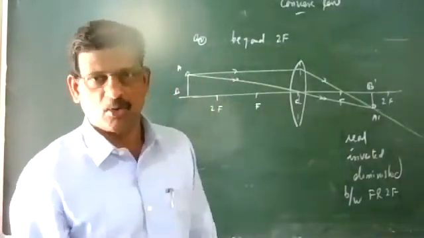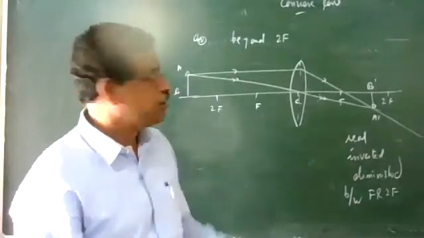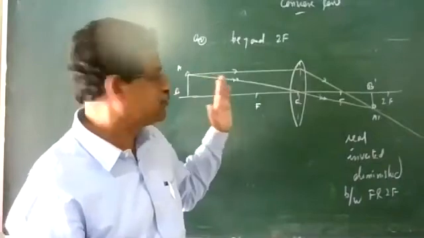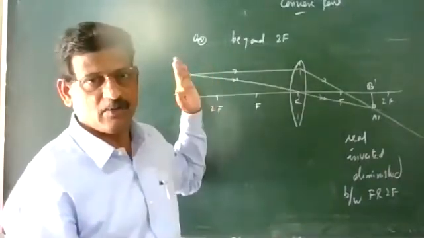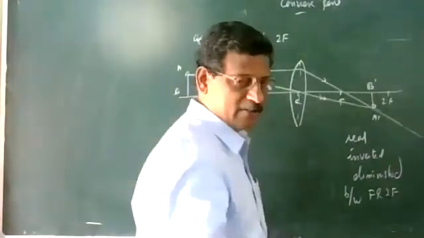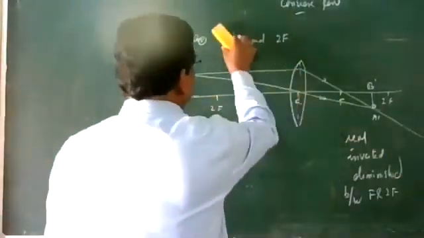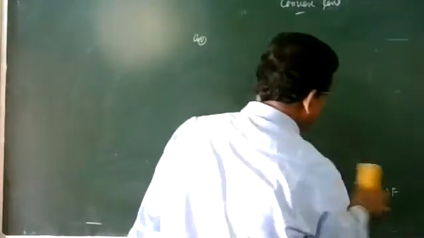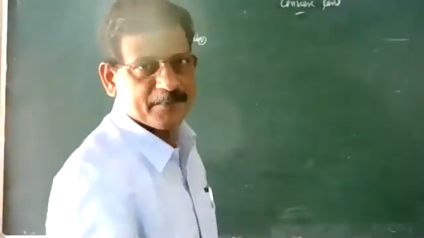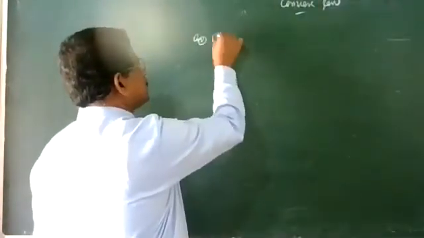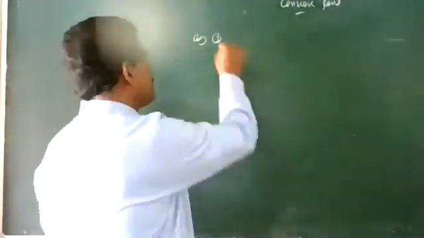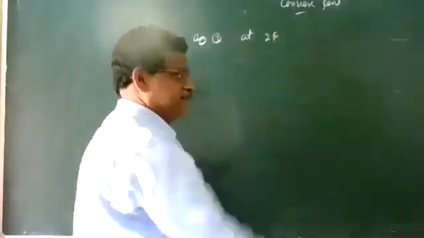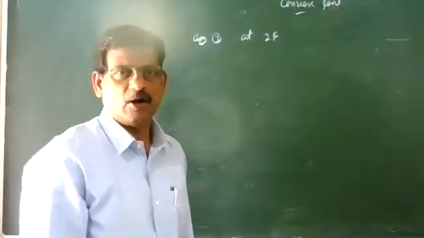Okay, we are bringing the object a little more closer. Suppose the object is coming closer to the lens, and when it is at 2F, then we see Case 3. When the object is at 2F, where is the image and what is the meaning of image? Case 3. When the object is at 2F itself. Object is at 2F.